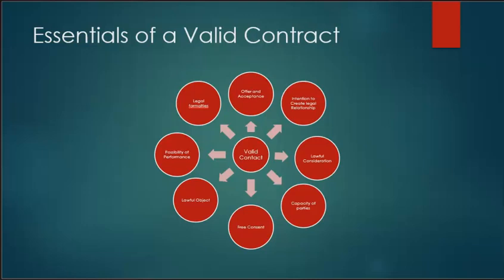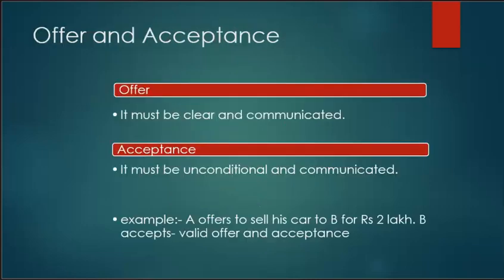First one is the offer and acceptance. One person makes an offer, the other person accepts it. Clearly, both must agree on the same thing in the same sense. For example, A offers to sell his bike for rupees 5,000. B agrees. That's a valid offer and acceptance.